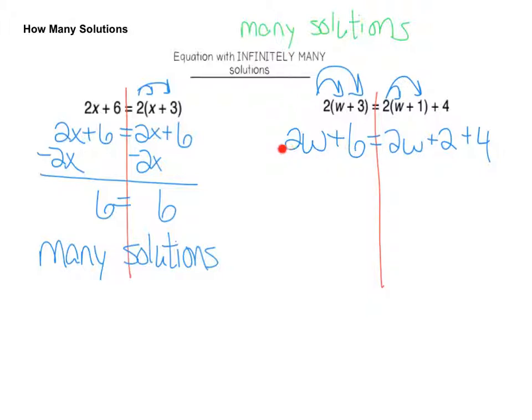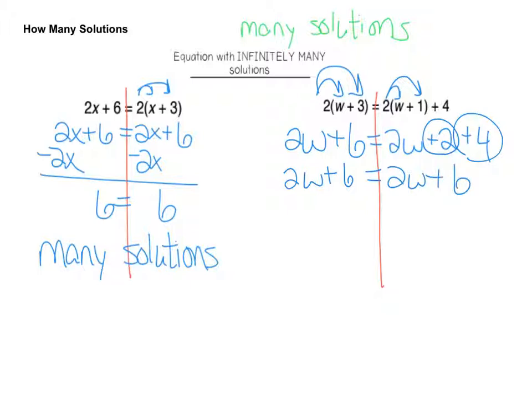Do I have anything I can combine on the left? No, those are not like terms. What about the right? See your two numbers here? Those are like terms. I can combine those. So I'm just going to copy the left. I'm going to bring down the 2W. Then I've got plus 2 and plus 4. Notice the equal sign is not between them, so I can combine them, and I get plus 6.